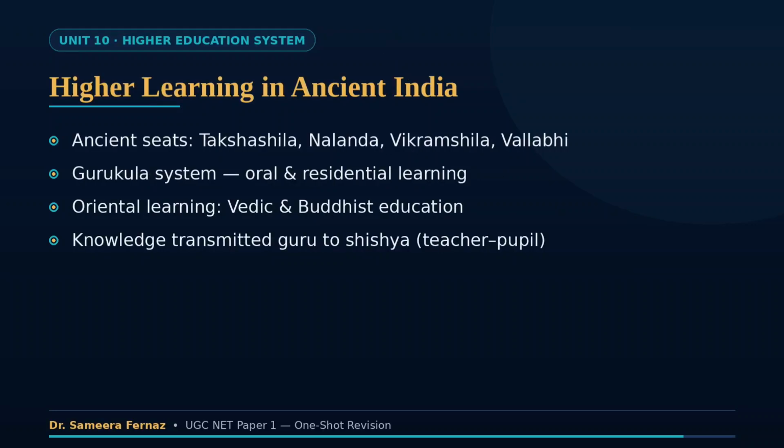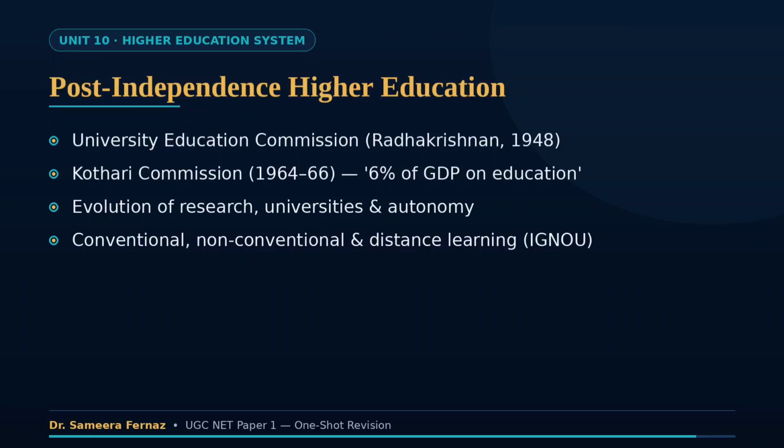Now we came to the last unit, Unit 10, Higher Education System. So stay with me and complete it. Higher learning in ancient India. Indian education is ancient and proud. Famous centers were Takshila, Nalanda and Vikramshila. The Gurukul system was oral and residential. Knowledge passed directly from Guru to Shishya, from teacher to pupil. Beautiful, isn't it? I love this Gurukul system of education.